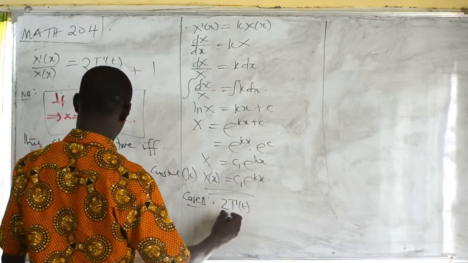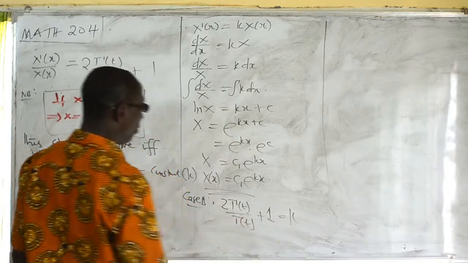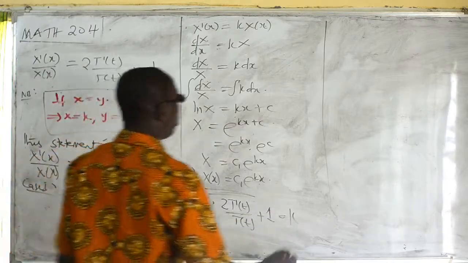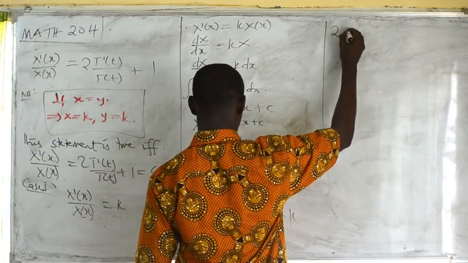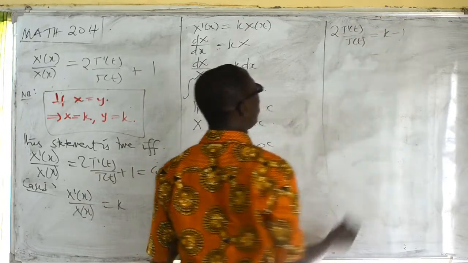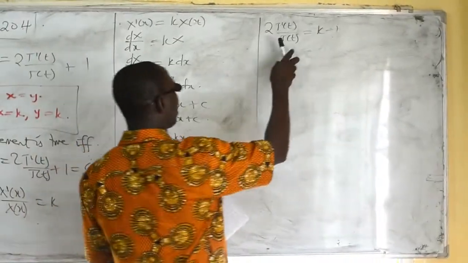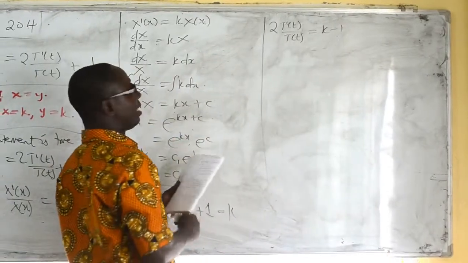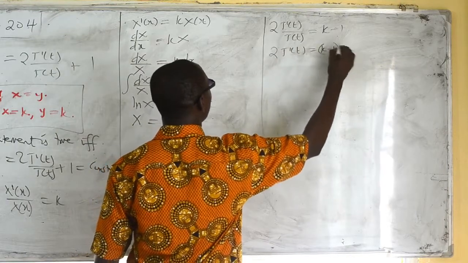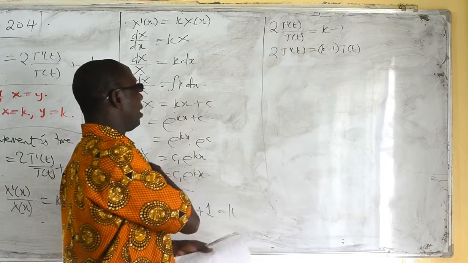2 T prime of t over T of t plus 1 is equal to k. This is the one I'm going to solve. This and this are constant, so I'm grouping them. This is going here. So I have 2 T prime of t over T of t is equal to k minus 1. Now, I'm sending this to join this. So I have 2 T prime of t is equal to k minus 1 times T of t. You remember we learned the shortcut.